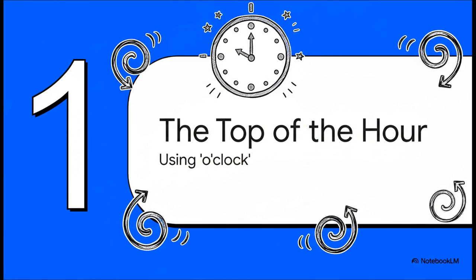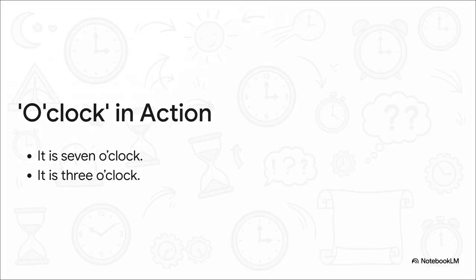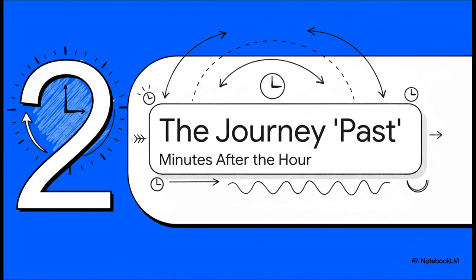Okay, so first things first, let's start our trip around the clock right at the very top. This is the easiest and honestly the most important place to start, the exact hour. And the magic word here? O'clock. It's kind of old-fashioned, a short version of the clock. And here's the rule. You only use it when it's an exact hour, when that minute hand is pointing straight up at the 12. Think of it as our home base, our anchor point for everything else we're about to learn. And using it couldn't be easier. The clock says 7 o'clock, you say 7 o'clock. It shows 3 o'clock, you guessed it, 3 o'clock. Simple as that.